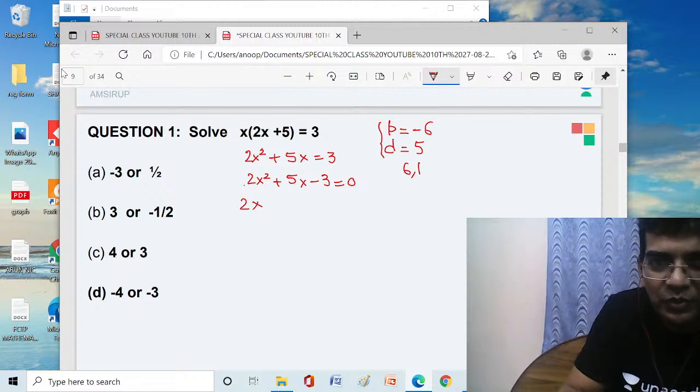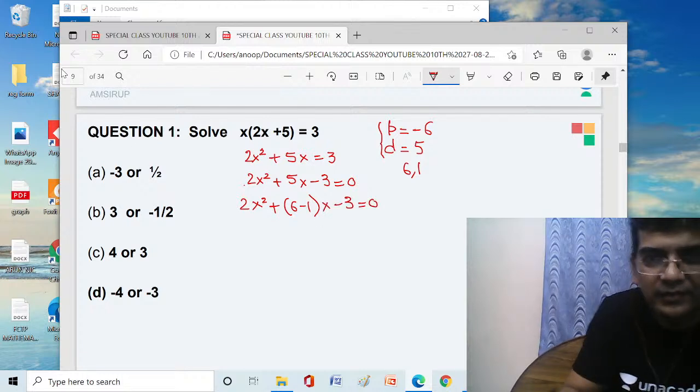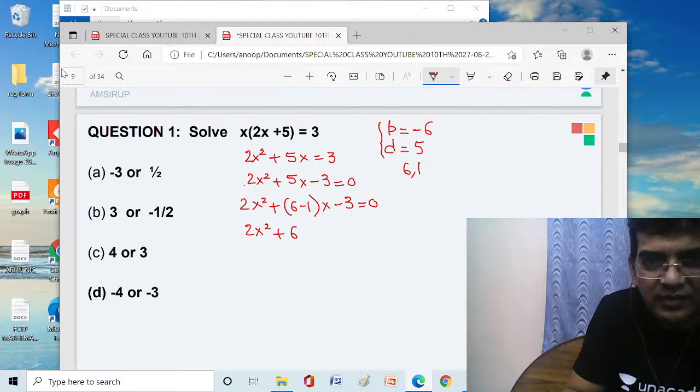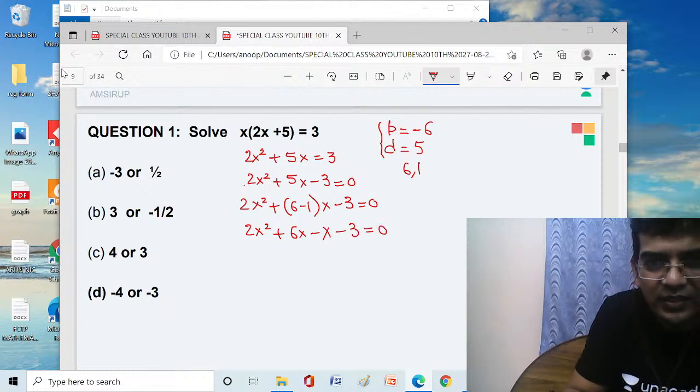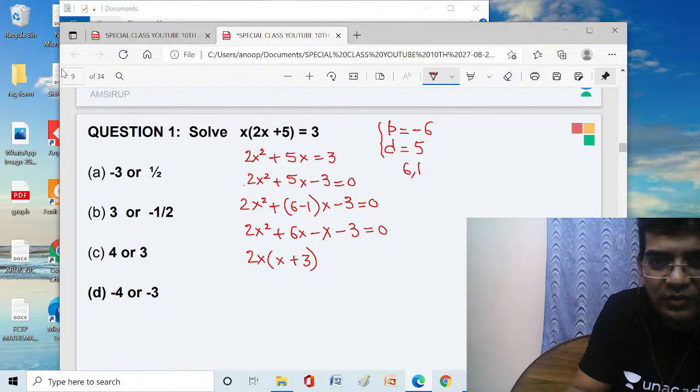So what we will do, we will split the middle term, the 5x, as 6x minus x, like this. So if I open the bracket here, I am getting 2x square plus 6x minus x minus 3 is equal to 0. Now I will make the grouping. From the first group, you can see I can take 2x common, so I'll be left with x plus 3. From the second group, as there is nothing common, I can take minus 1, so what I will get is x plus 3 is equal to 0. Now from here I can take x plus 3 common, so I will be getting 2x minus 1.